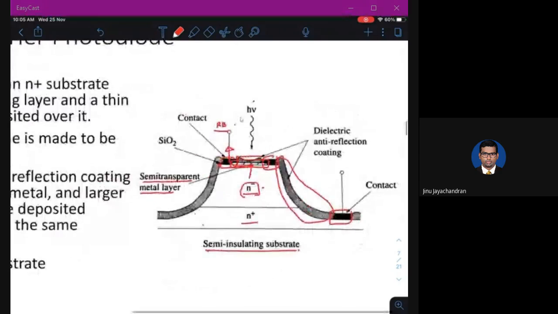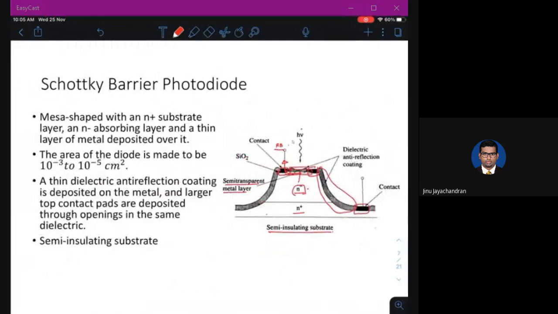This shape is called a mesa shape, with an N plus substrate layer, an N minus absorbing layer, and a thin layer of metal deposited over it. The area of the diode is made to be 10 raised to minus 3 to 10 raised to minus 5 centimeter square.